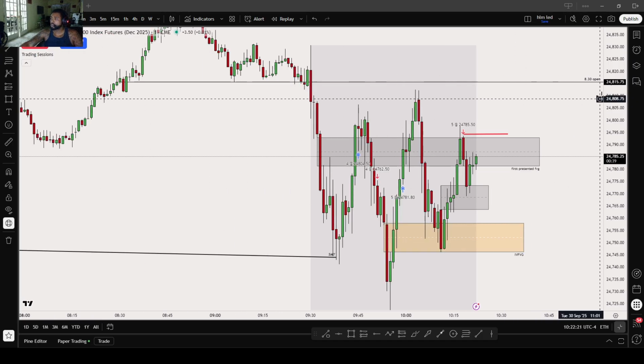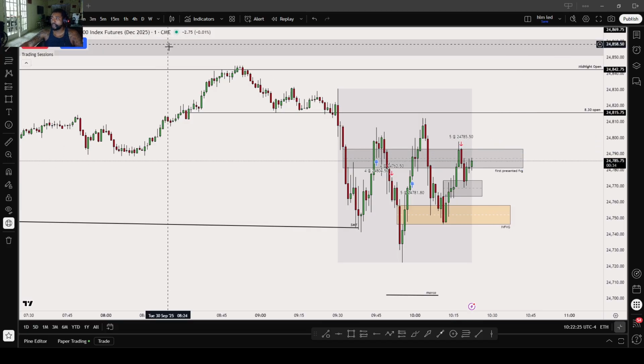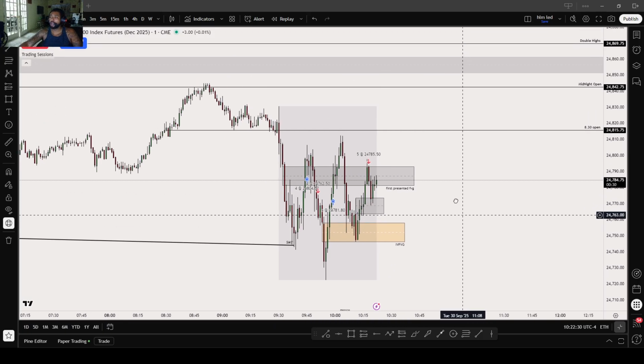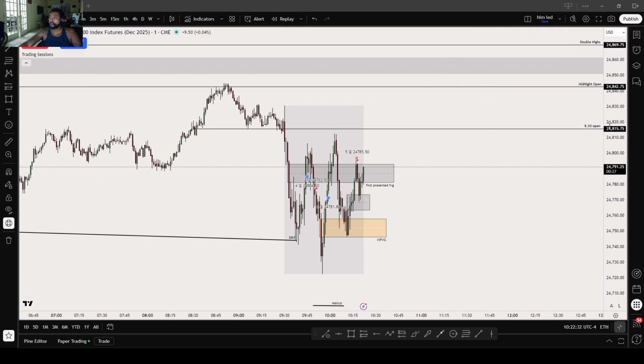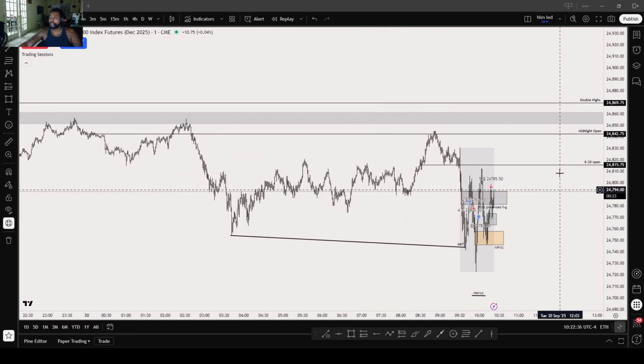Let's see. For me to trade right now, I want to see a sweep outside of this zone, and I really don't want to see it return. So I want to see it leave this zone and literally leave this whole zone.